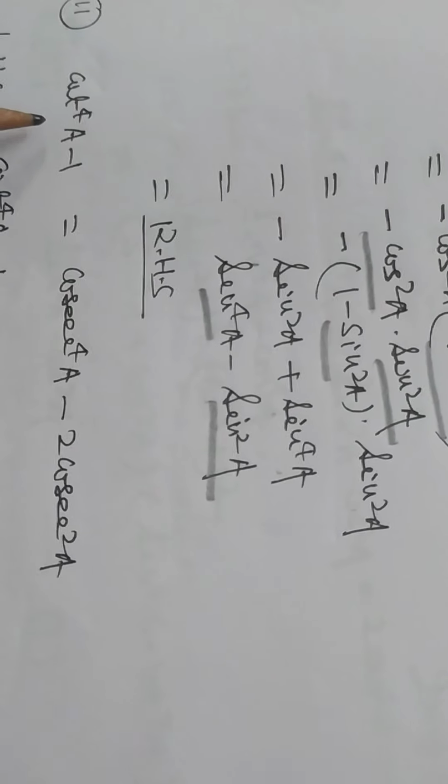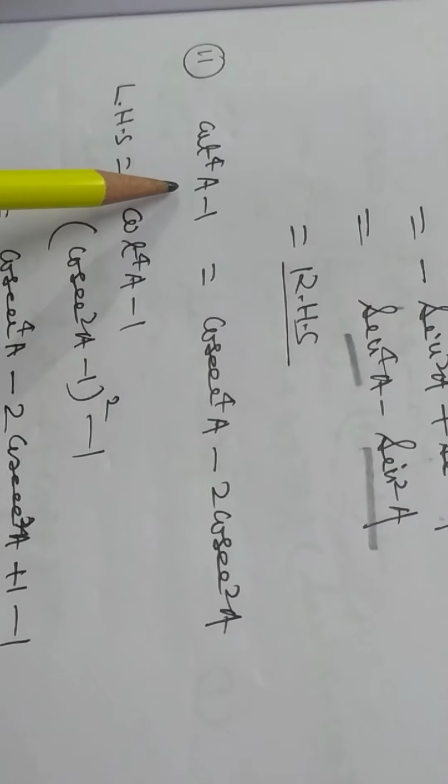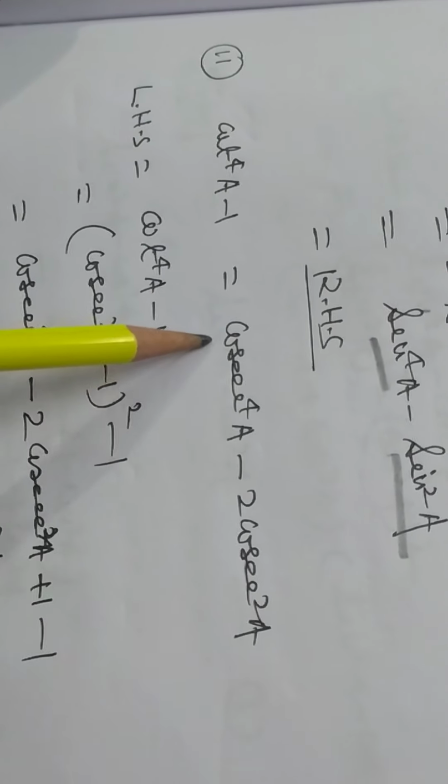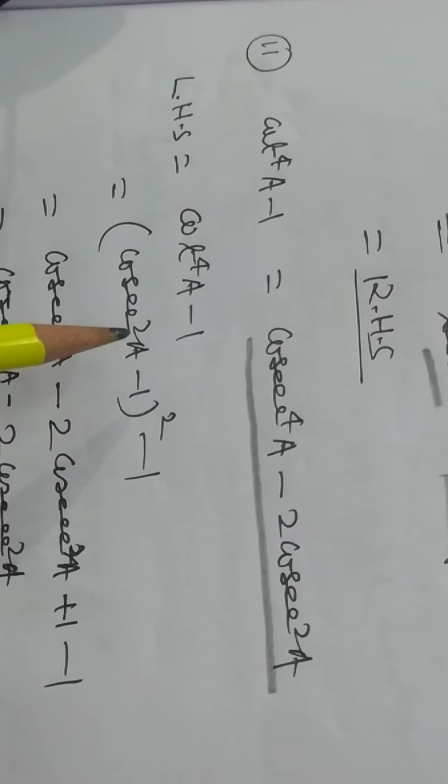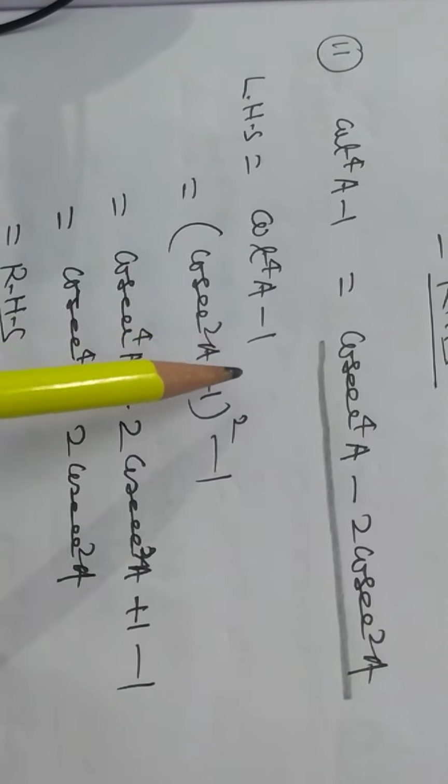Now my dear student, we want to prove the problem cot to the power 4a minus 1 is equal to cosec to the power 4a minus 2 cos square a. Now what is the left hand side? Cot to the power 4a minus 1.